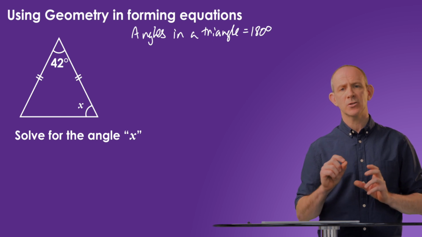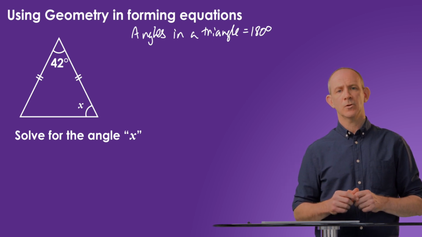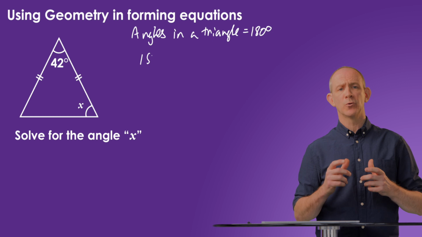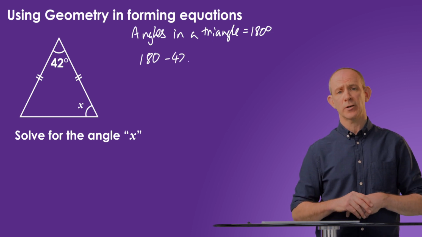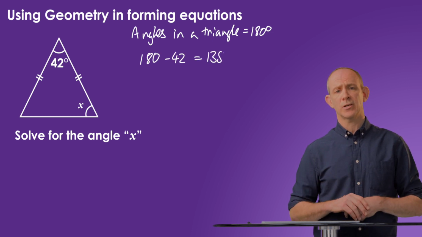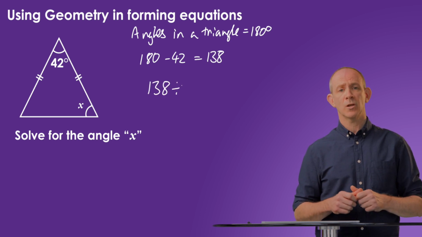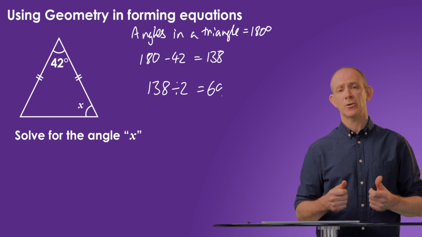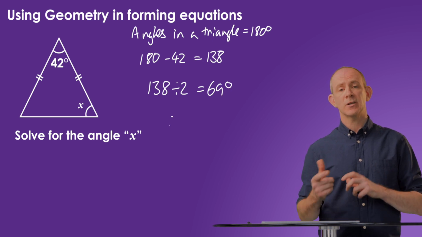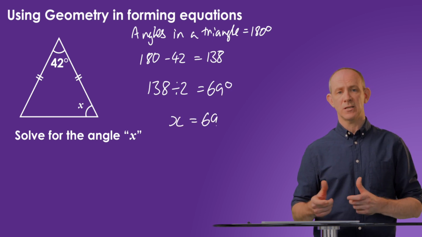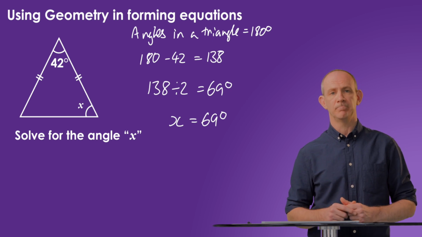If we know that the angles in a triangle equal 180, we can do 180 take away 42, because that's the other angle in this triangle. That gives us 138. Because we know that both of the bottom angles are the same, there's 2x, so we can divide it by 2 and get 69. So we now know that x equals 69. So that's the answer for this problem.